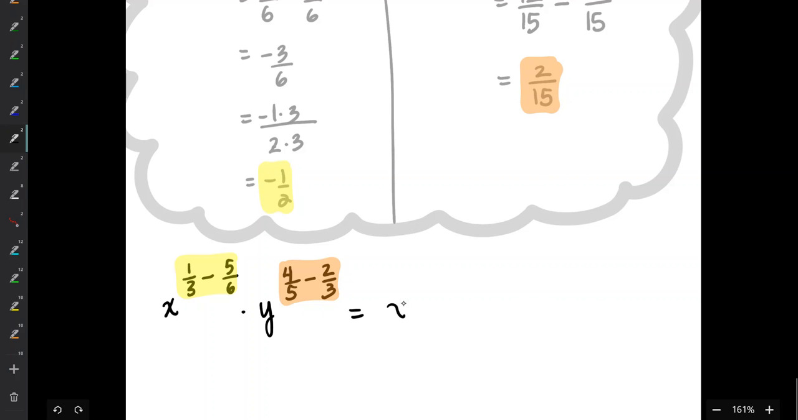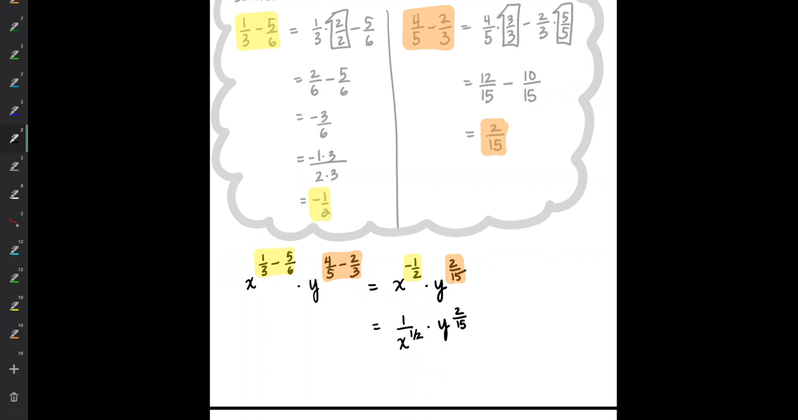X to the yellow is x to the minus 1/2 times y to the orange. Orange is 2/15. All right, and now I would like to deal with that negative exponent. That's 1 over x to the 1/2. Remember, negative exponents are just notation for reciprocal. And we can go ahead and multiply these straight across.